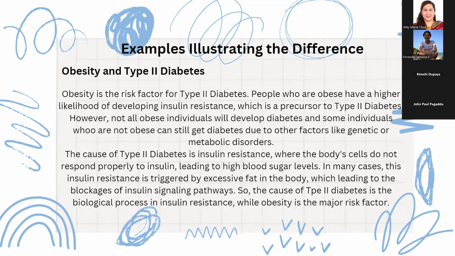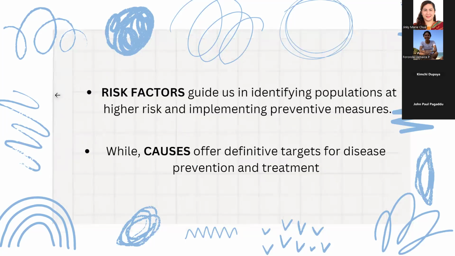Ngayon, yung cause po ng diabetes is insulin resistance, where the body cells do not respond properly to insulin, leading to high blood sugar levels. In many cases, this insulin resistance is triggered by excessive fat in the body, yung mga obese po, which leads to the blockage of insulin signaling pathways. So the cause of type 2 diabetes is the biological process of insulin resistance, while obesity is the major risk factor. Yun nga po ulit, yung obesity yung nag-link sa cause po ng type 2 diabetes.